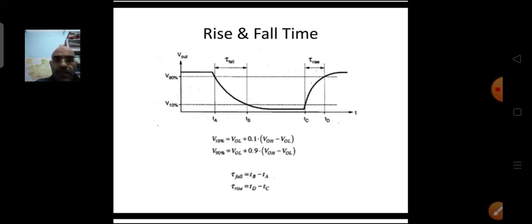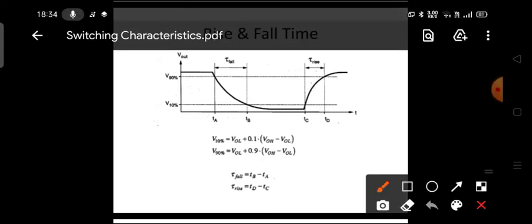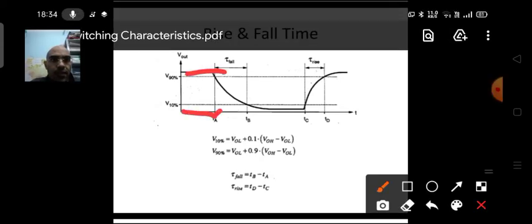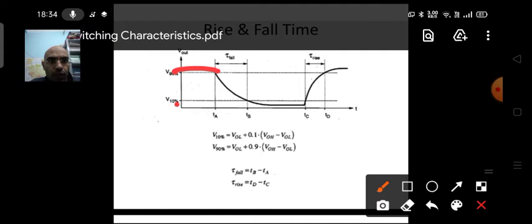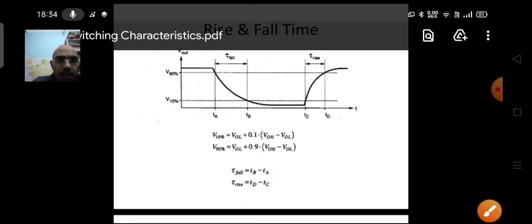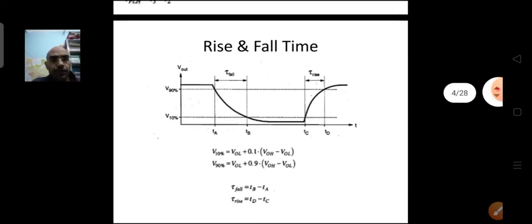So the 10% level is the difference of the higher value VOH, which is here, minus VOL, which is somewhere a little bit above the x-axis. So you see VOH minus VOL, then we take 10% of this and add that to VOL. This is how we get the 10% of the transition, and similarly the 90% of the transition. This is how you define the rise time and fall time as well.